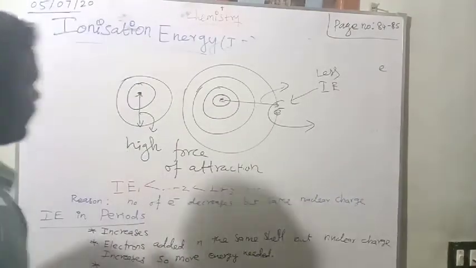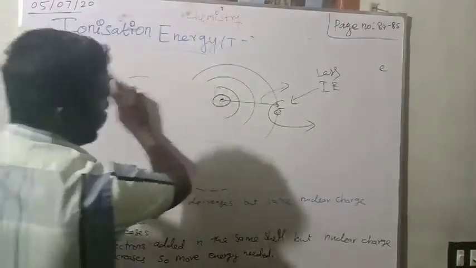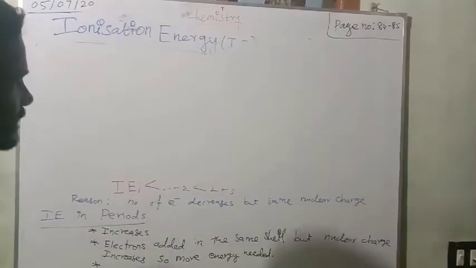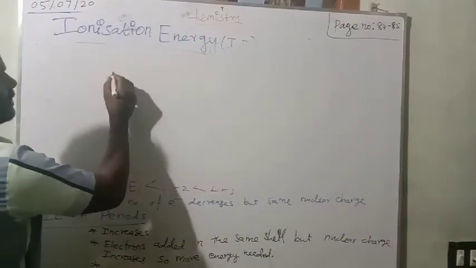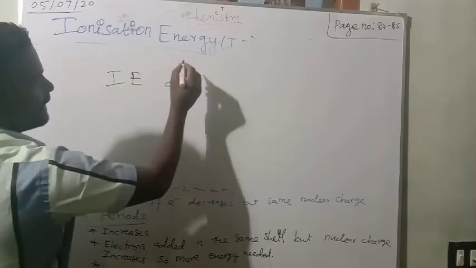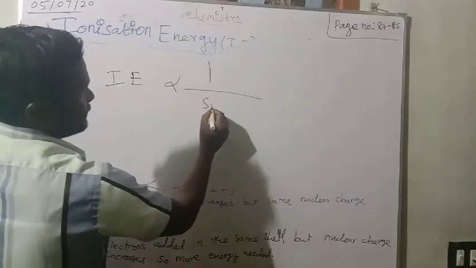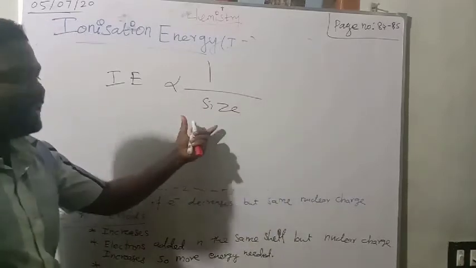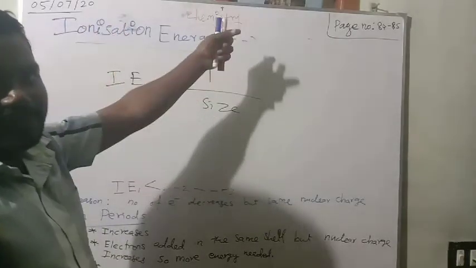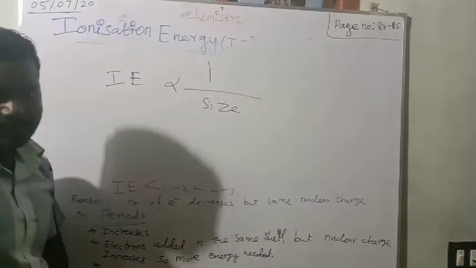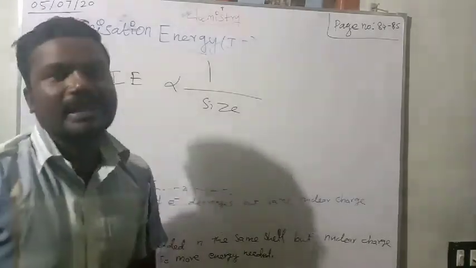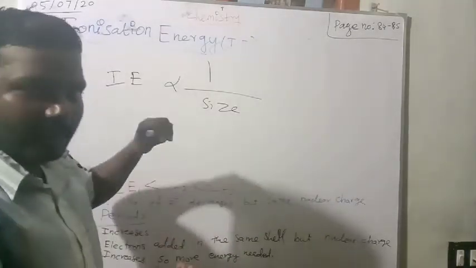atom. So here in your book itself you can write one formula. Actually it is given in the old 12th book. What is that? Ionization energy, simply I can write IE, is inversely proportional to size. Size decreases means ionization energy will increase. Size increased means ionization energy will decrease. So ionization energy is inversely proportional to the size. Here we can keep this in mind, right?